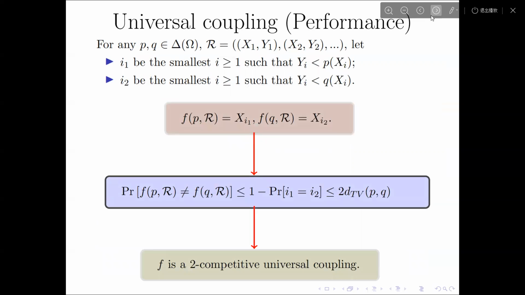Since F(P, R) and F(Q, R) output x_{I1} and x_{I2} respectively, if I1 is equal to I2, the two procedures absolutely return the same color. Then the probability that F(P, R) and F(Q, R) return different colors is bounded by 2 times the total variation distance between P and Q. Now we conclude that our construction F is a 2-competitive universal coupling.